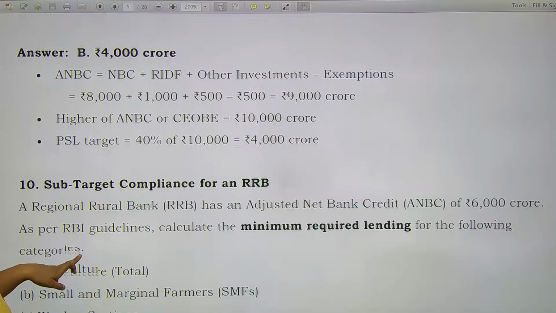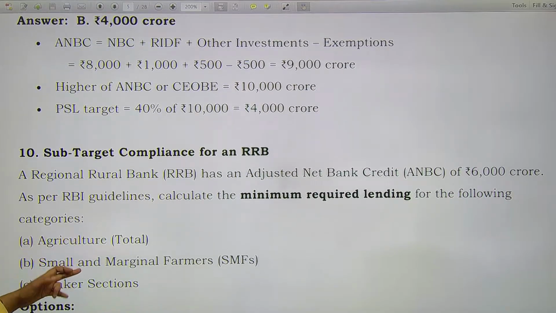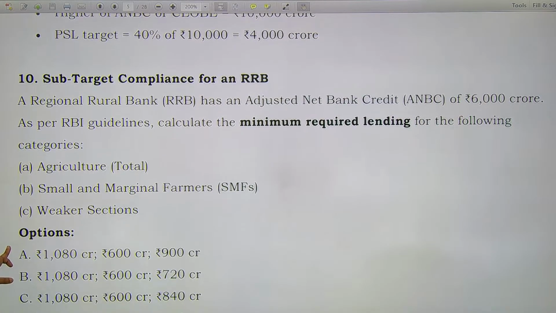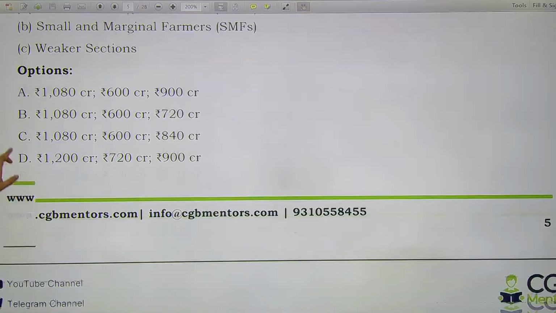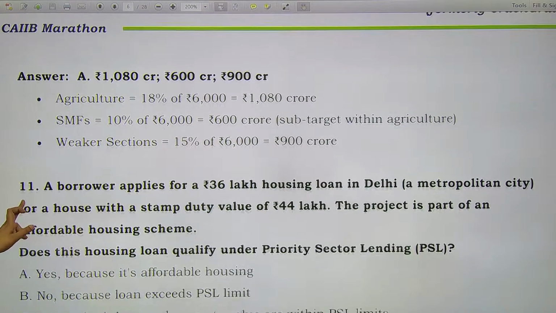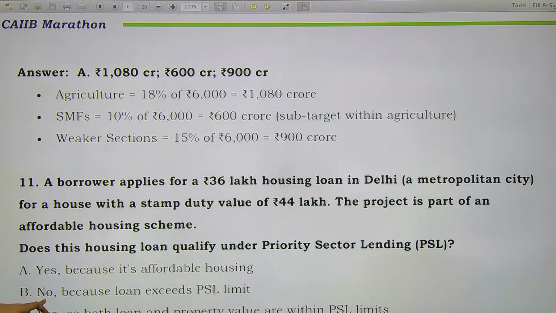Now, a regional rural bank has an ANBC of 6,000 crore. As per the RBI guideline, what is the minimum required lending for the following categories? Agriculture, SME, SMF, weaker sections, how much will they lend? So, options have been given to you. The answer for that is: for agriculture 18%, SMF 10%, weaker section 15%. That's the compliance you have to do.